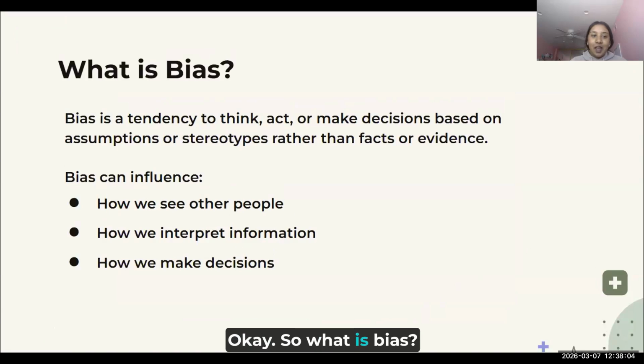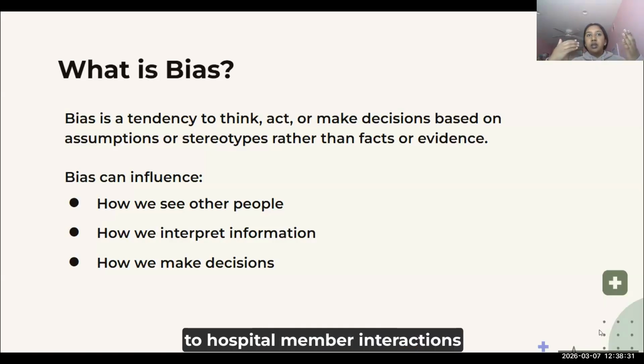Okay, so what is bias? Bias is basically people's tendency to think or make decisions based on the assumptions and stereotypes that they are accustomed to or that they already hold in their head, rather than considering the facts or evidence present in the situation. Bias can influence how we see other people, how we interpret information, and how we make decisions, which is especially paramount in a setting like healthcare where patient to hospital member interactions really shape the outcome of your health. Learning how bias can affect that helps teach and train our minds to advocate for a more equitable system.